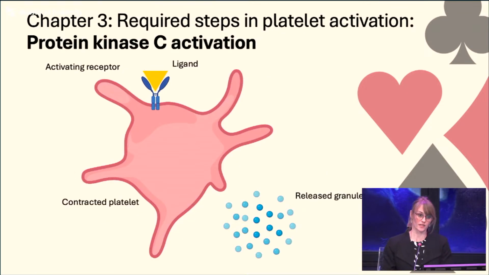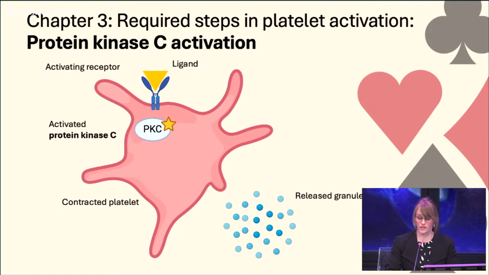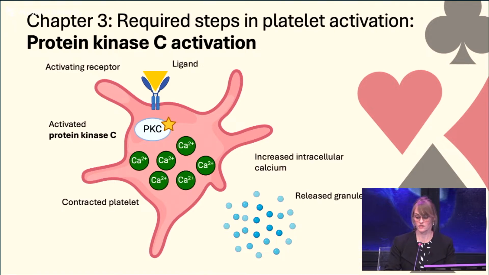We already know that platelet activation goes along with shape change, contraction, membrane protrusions, and the release of granules. On a molecular level, when a ligand activates a platelet, this will lead to the activation of a protein called protein kinase C, a key player required for all of these platelet activation steps to properly form a thrombus. This also goes along with increased intracellular calcium level.